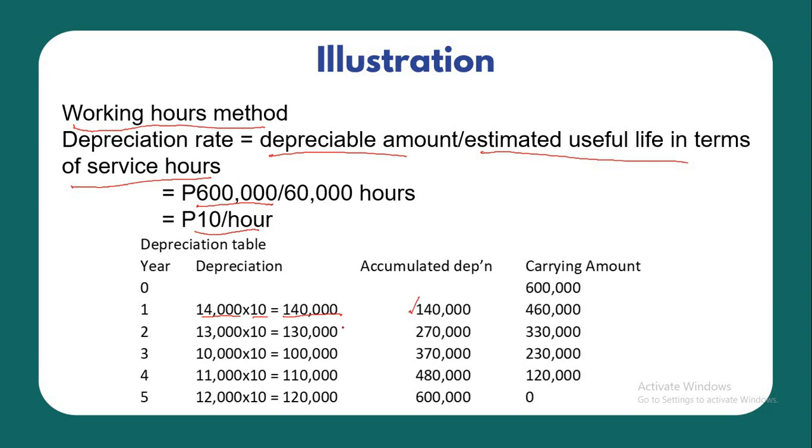Same lang siya sa amount kay imuhang gi-recognize nga depreciation, since this is just the first year of the usage or utilization of the asset. And the carrying amount is equal to the cost less the accumulated depreciation. So, 600,000 ang cost minus accumulated depreciation nga 140,000. So, we have a carrying amount of 460,000. And the same process will go on the subsequent period.